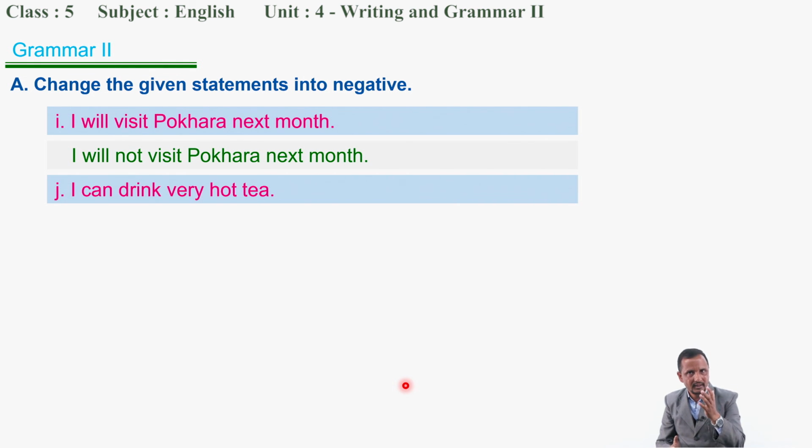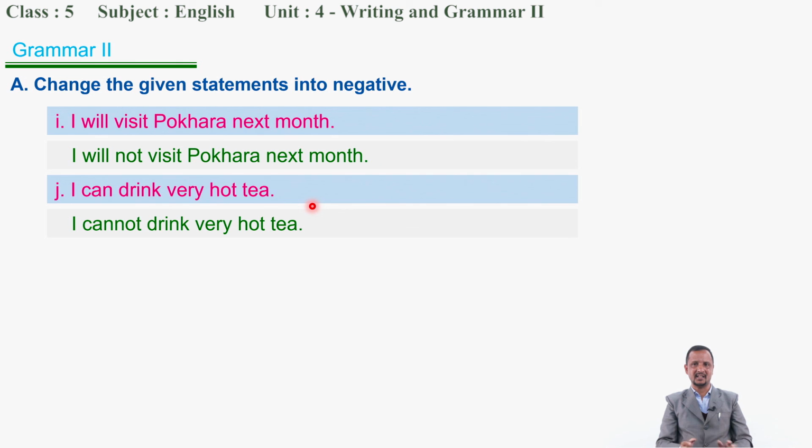That's your excellent answer. I can drink very hot tea. Can, cannot. Like will not, is not, was not. Okay, can, will be, cannot. Very good. I cannot drink very hot tea. Right? Yes.